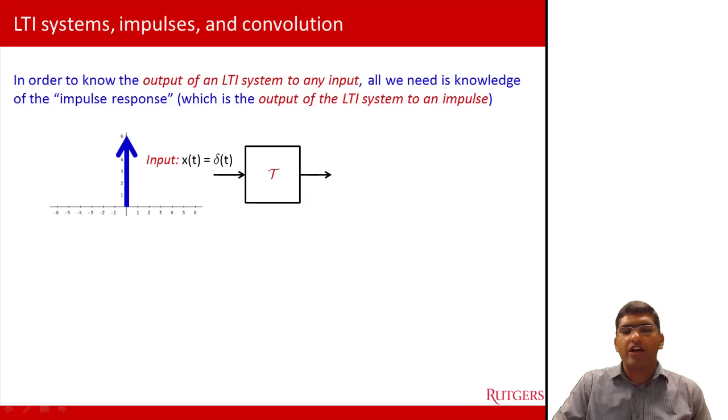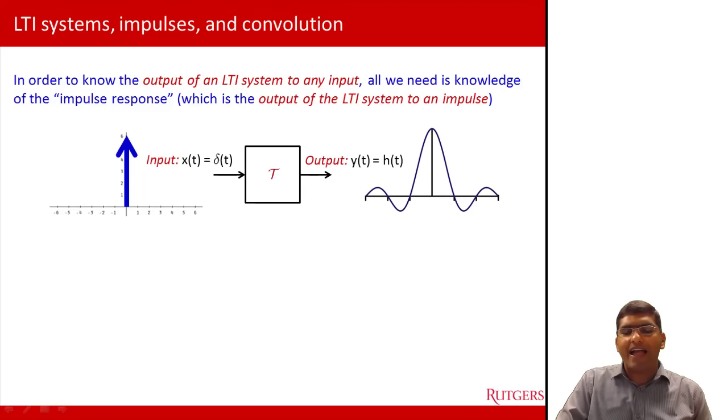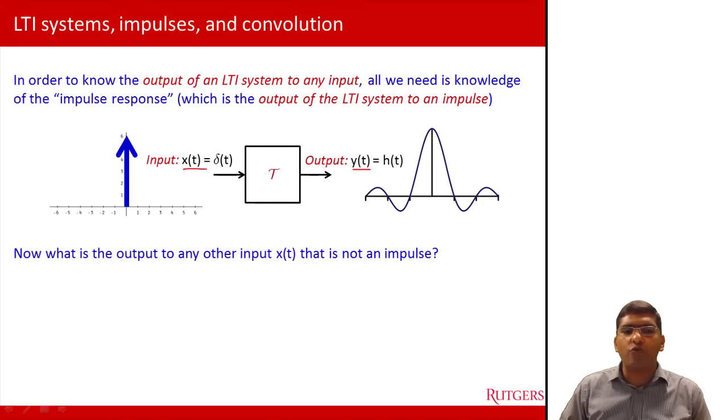So here is the case. You are given a system T, and you know that it's an LTI system. This is the case of, for example, a continuous time system. It's the same for discrete time. You input this impulse, you get back an impulse response. The input signal is delta of t, and the output signal we'll call h of t. It's just a convention. You can give it any name, but we typically like to call it h of t. And the question is, what is the output to any other input x of t that is not an impulse?